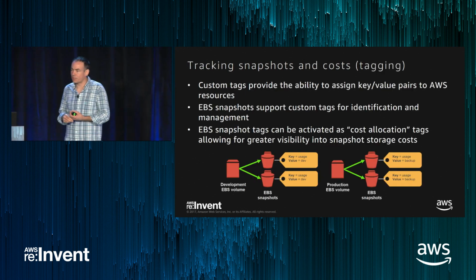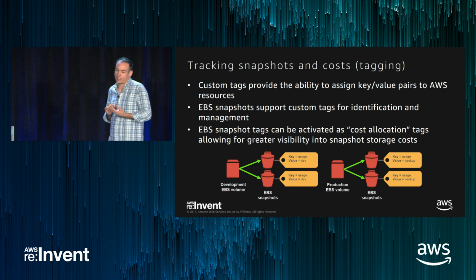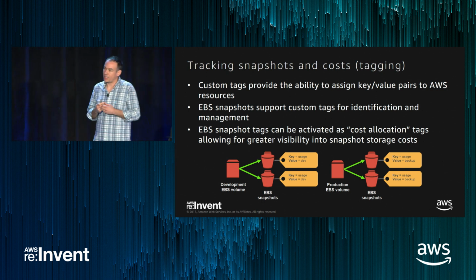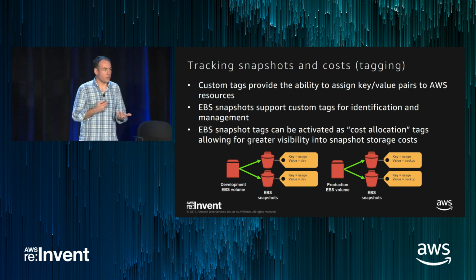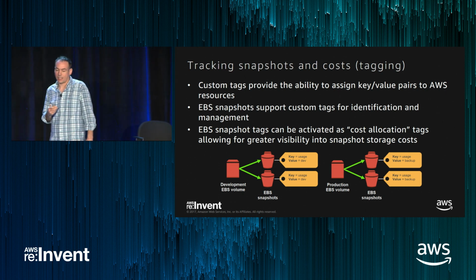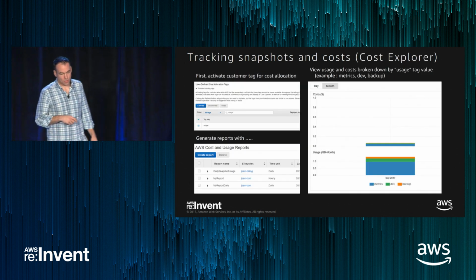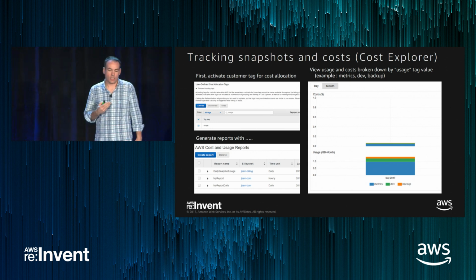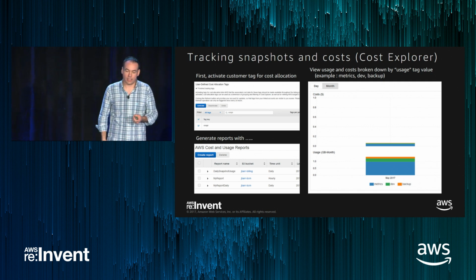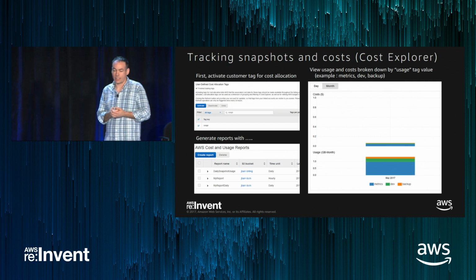So I briefly mentioned tags with the VSS integration. For those of you that aren't familiar with tags, tags give you the ability to assign a simple key value pair to your instances, volumes, and EBS snapshots. And so you can group and manage those resources together. One thing that you can do with those tags is activate them as cost allocation tags, which makes that data available through the billing pipeline. So you activate them in the billing dashboard, and then you can generate reports on cost and usage broken down by those tag values, such as dev, test, backup. And the same data is also visible in the Cost Explorer for additional visualization.